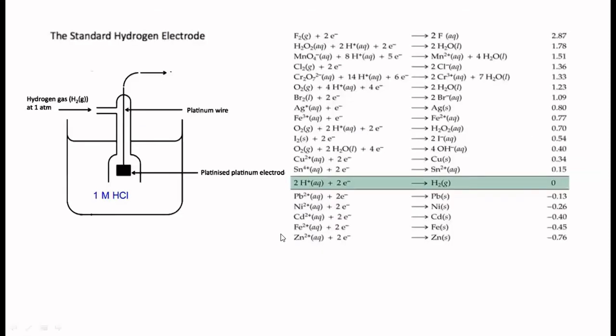Then how are we going to determine the single electrode potential? For that, we have a reference electrode, the standard hydrogen electrode. That is the one which is used. We have fixed the potential of this electrode as 0, only when there is 1 molar HCl solution and hydrogen gas is passed through this at 1 atmospheric pressure. Only then is its potential 0, not under other conditions.